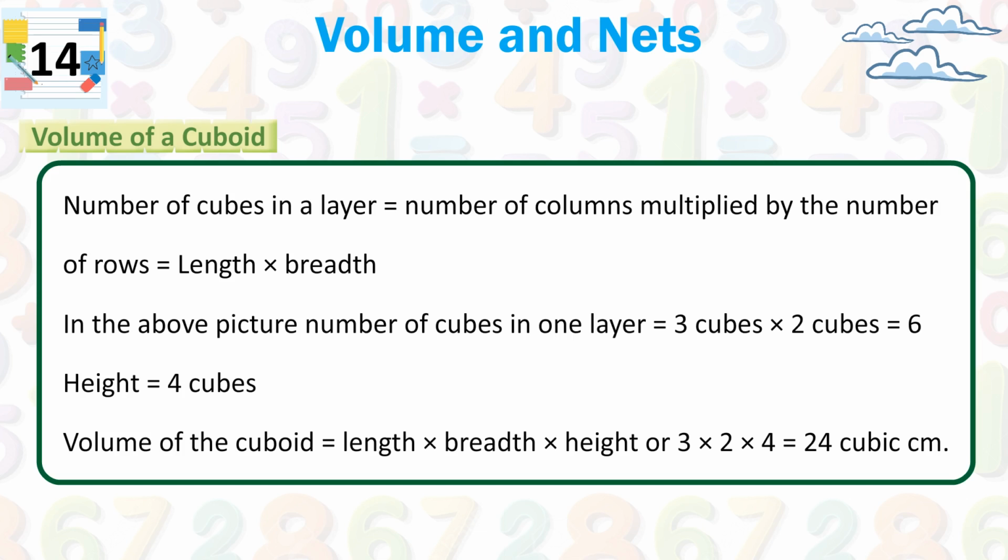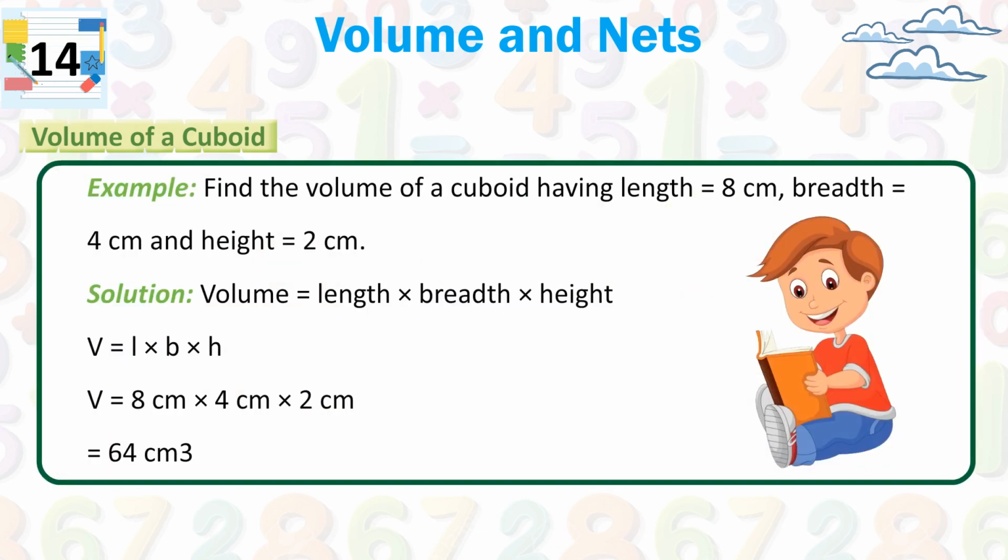Equal to 24 cubic centimeter. Example: find the volume of a cuboid having length equal to 8 centimeter, breadth equal to 4 centimeter and height equal to 2 centimeter. Solution. Volume is equal to length into breadth into height. V is equal to L into B into H. V is equal to 8 centimeter into 4 centimeter into 2 centimeter, which is equal to 6 centimeter cube.